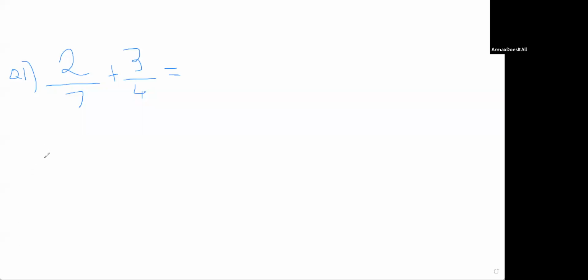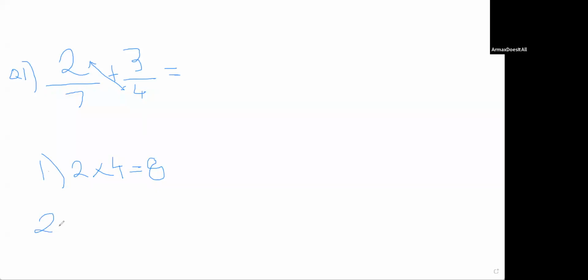So in order to do this, first thing we're going to do is take any of the numerators, take this one, and times it by the diagonally opposite denominator. So for step 1, we're going to do 2 times 4, which equals 8. So we've done these two numbers times by each other.